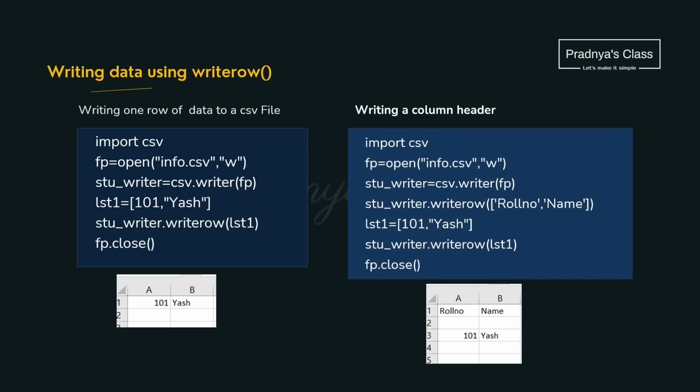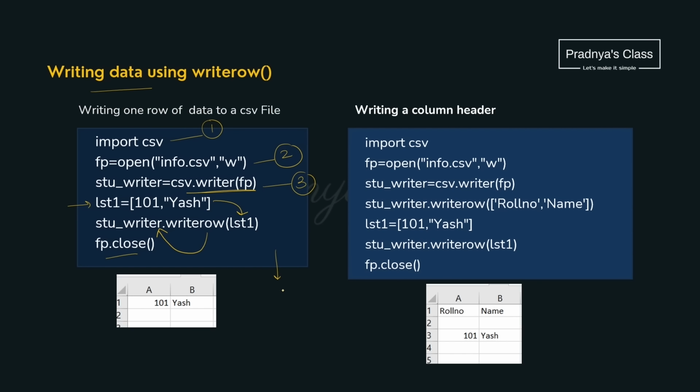Now let's discuss one simple program to write one row to the CSV file. The first step is to import CSV module. The second step is to open the file in the W mode. In the third step, we are creating writer object. For that, we have used the writer function. Here is one list. Write row function will take that list and will hand over to the writer object to convert that data to delimited format. Finally, we will close the file. In this way, data will get written to the CSV file.